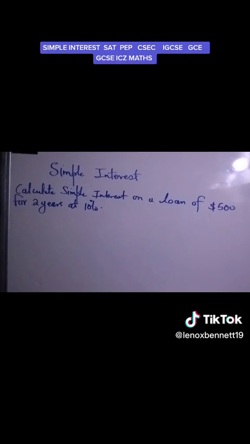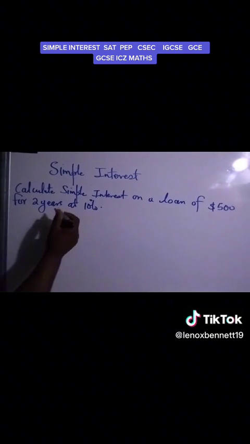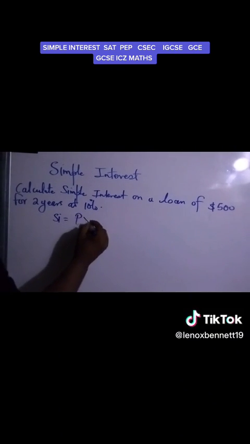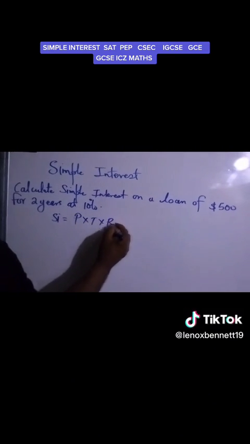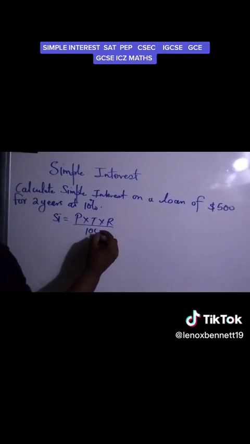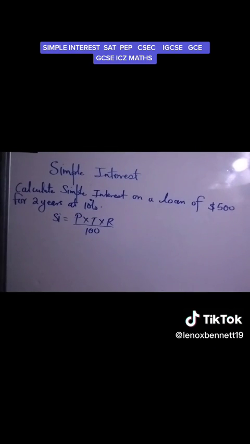Today we will be looking at simple interest, and the first one is: calculate the simple interest on a loan of $500 for 2 years at 10%. Alright, so we know that simple interest is equal to P times T times R over 100. The 100 comes from the percentage, since percent is out of 100.